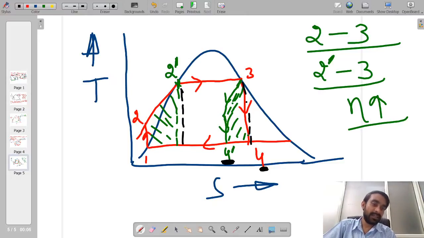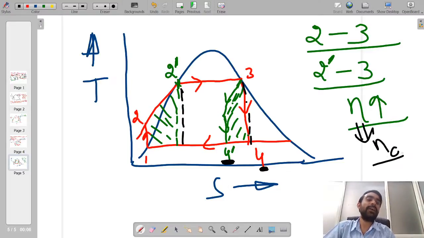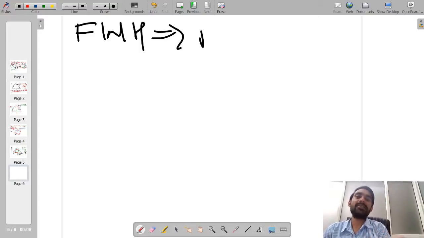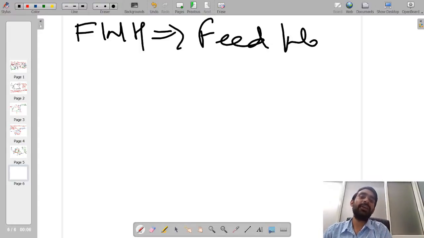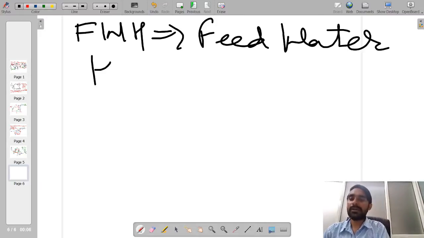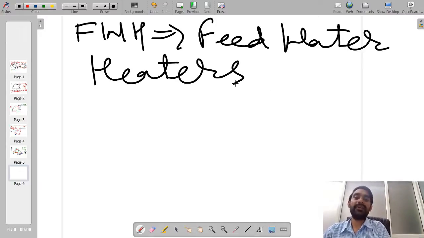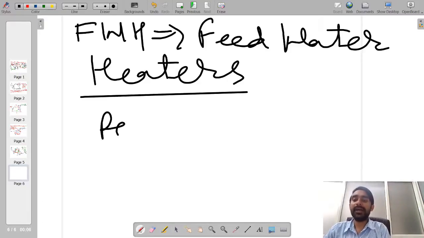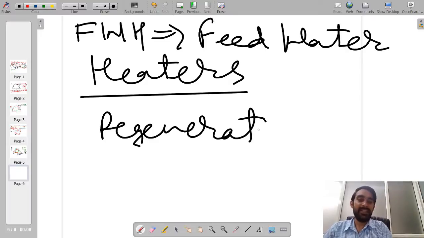The ideal regeneration cycle has only one advantage, that its efficiency becomes identical to that of a Carnot cycle. However, it has practical limitations from the operations point of view of the turbine. So in practical situations, we will be going for the FWH arrangement. FWH is known as a feed water heater. So in practical scenarios, feed water heaters are basically employed, and these feed water heaters are also known as regenerators.